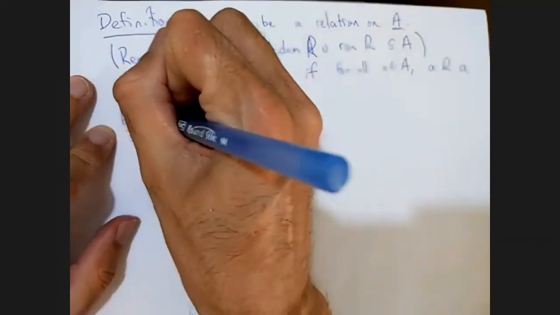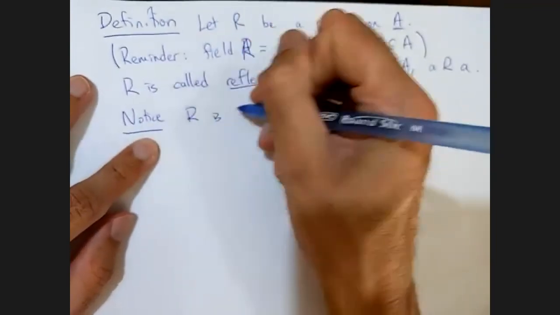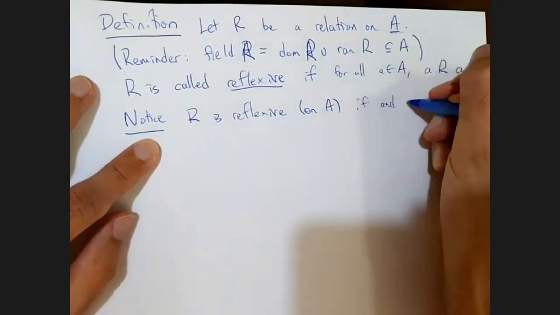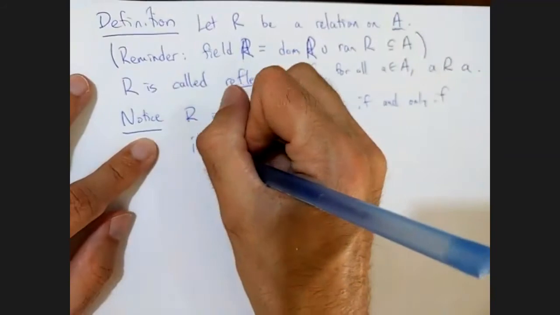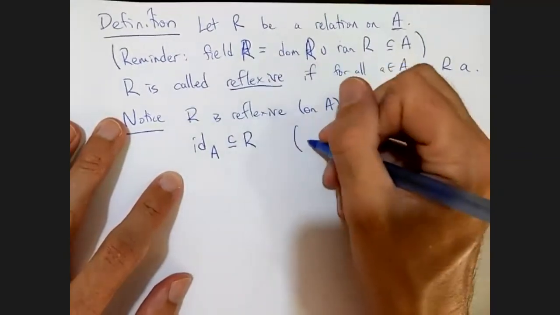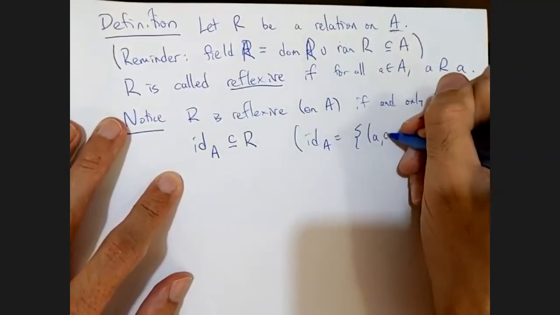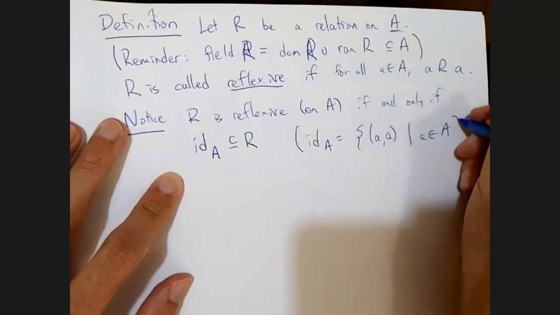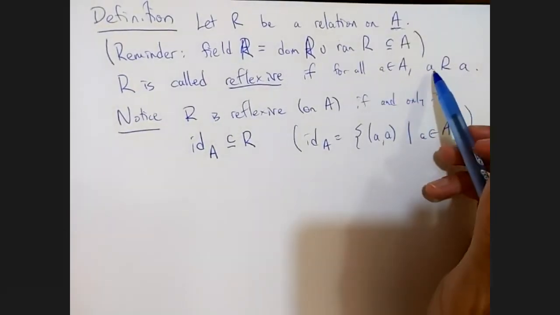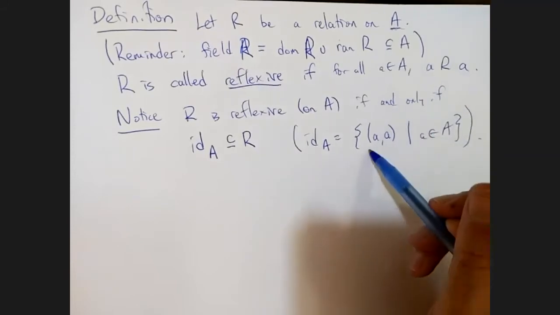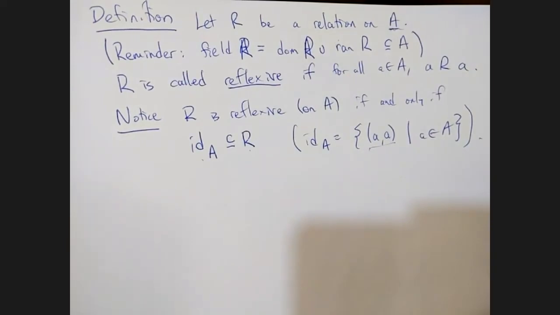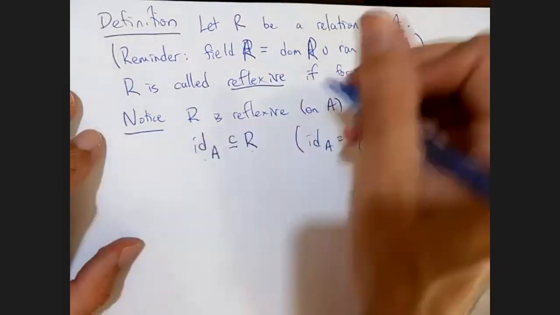Just notice R is reflexive, again on A, if and only if the identity is contained in R, right? Because what's the identity relation on A? The identity relation on A is the set of all ordered pairs (a, a), where a is in A. Being reflexive means that a is always related to a, which means that this is always in R. That means that the identity relation is contained in R. Okay. Of course, we have reflexive.